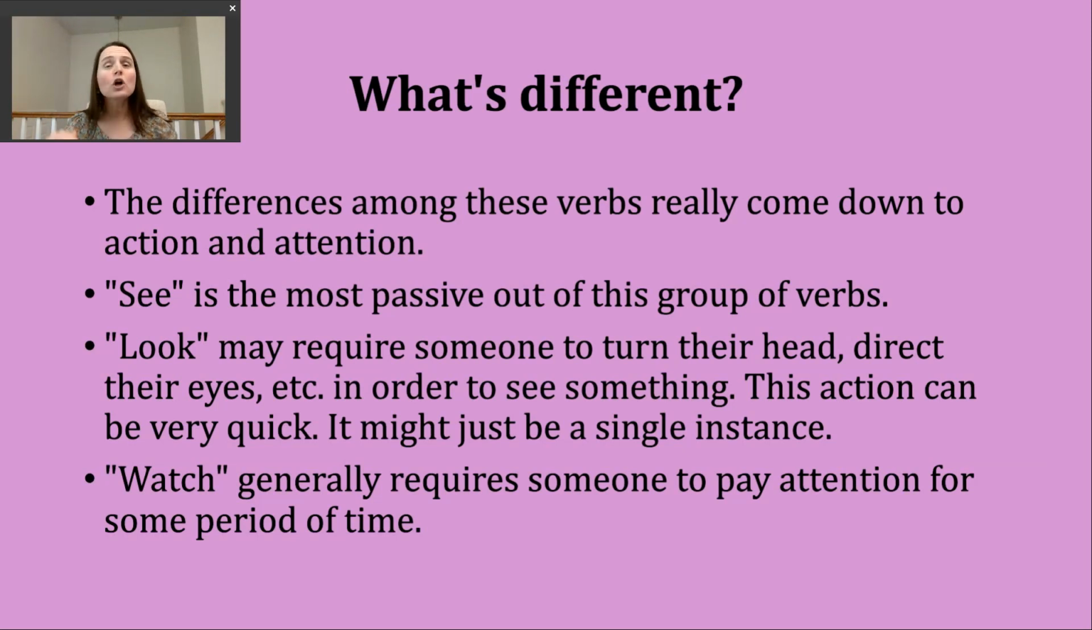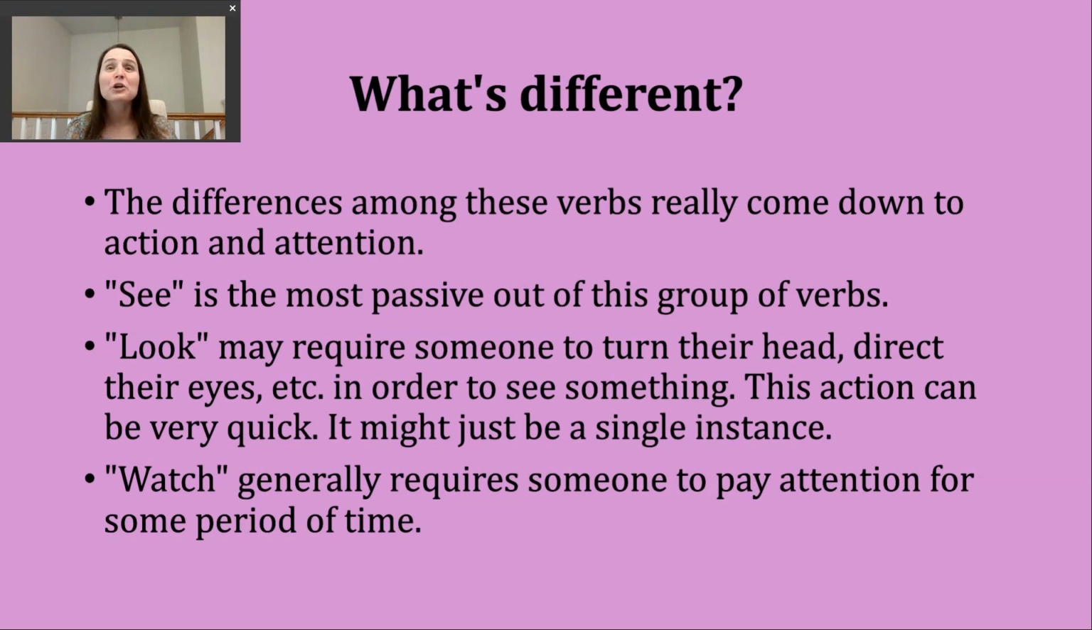The verb look does require a little more action, right? Maybe we need to direct our eyes in a particular way. We need to turn our head to look in a particular direction or to look at something. Generally, this action can be done rather quickly, and it might just be a single instance. So something just happening once for a short amount of time.